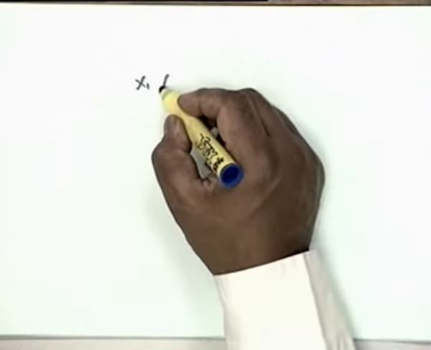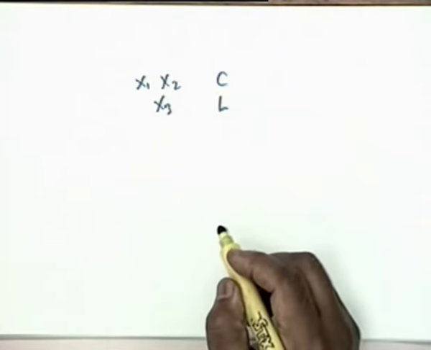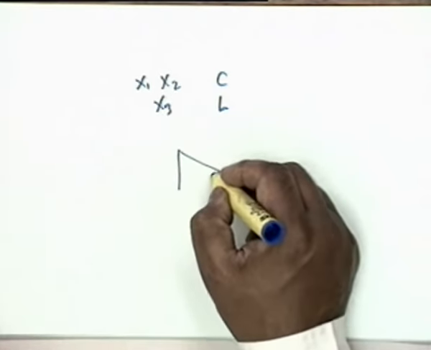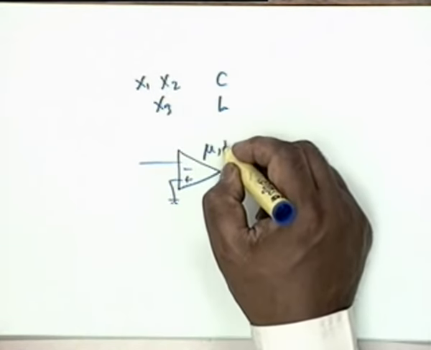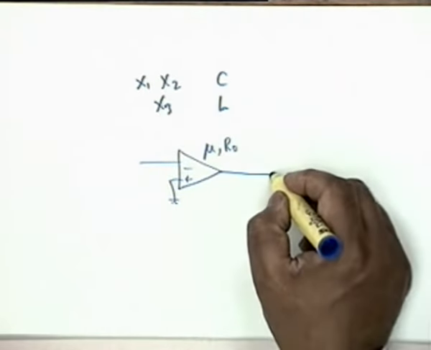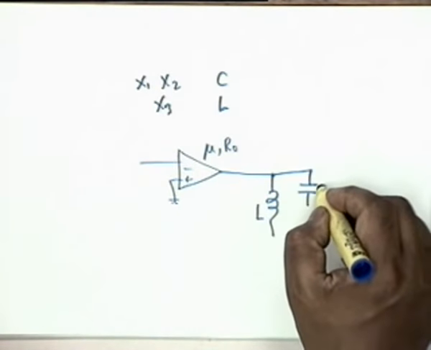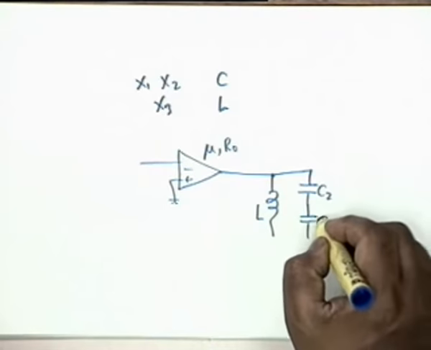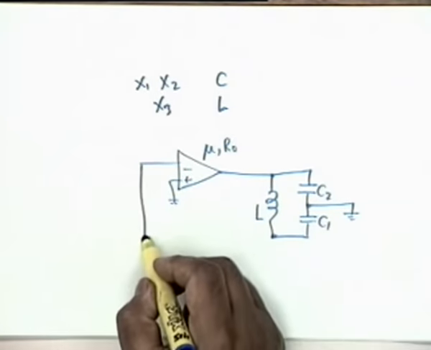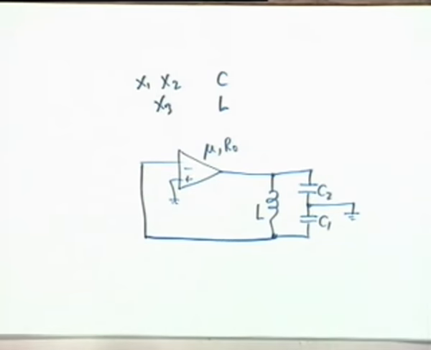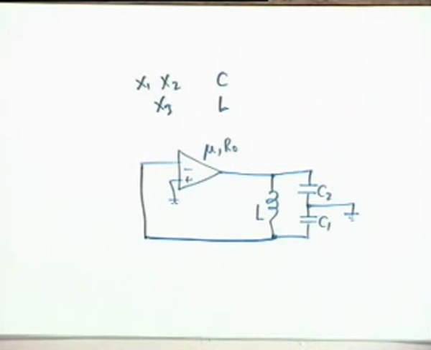If x1 and x2 are both capacitors and x3 is an inductor, then the circuit becomes like this. Mu R0, we have an inductor here, then two capacitors, this is C2 and this is C1, the middle point is grounded, these are connected, that's how it goes. Okay, now what would be the required mu?